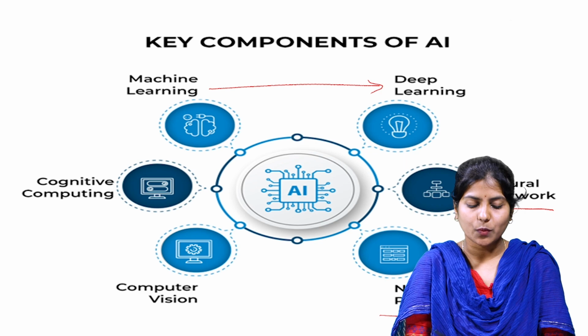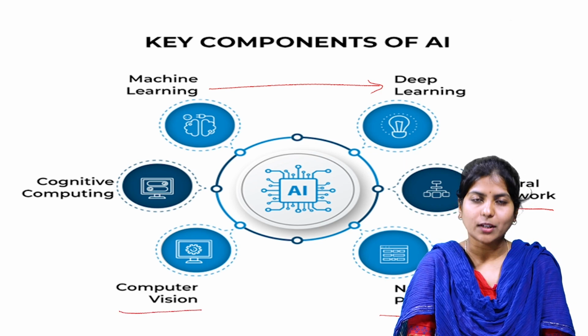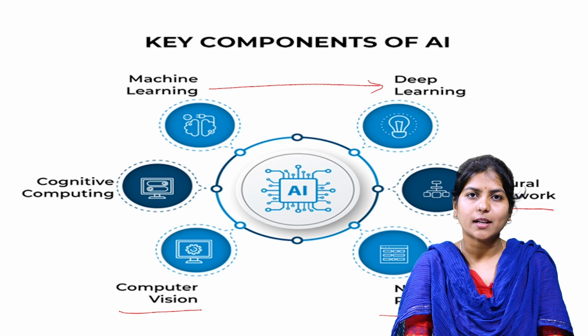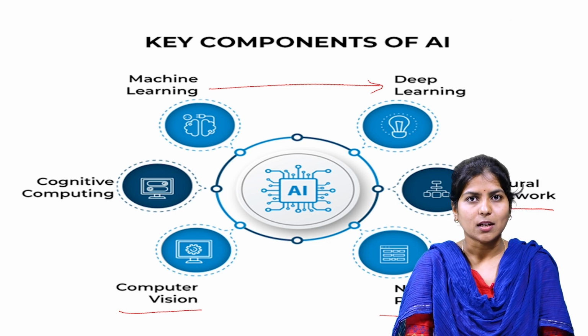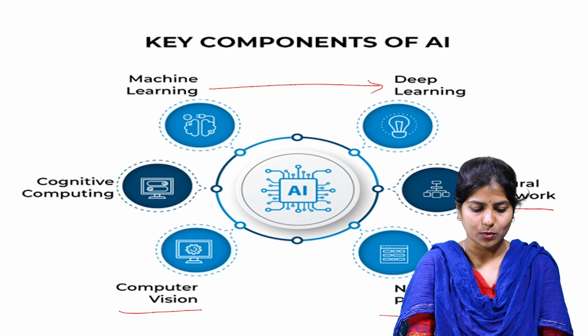Next is computer vision. Computer vision is also a component of AI which analyzes the data based on visual data, in the form of a database or in the form of images or videos.